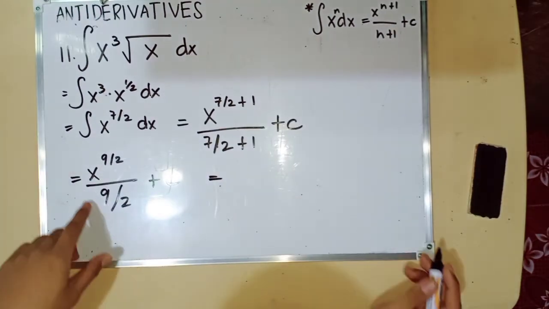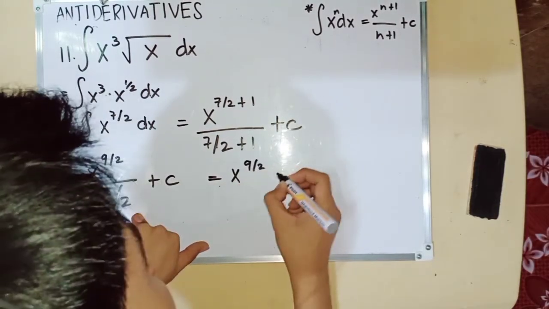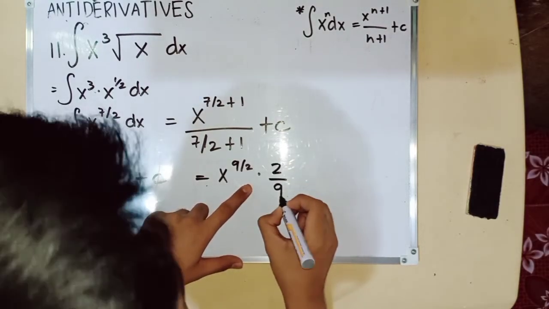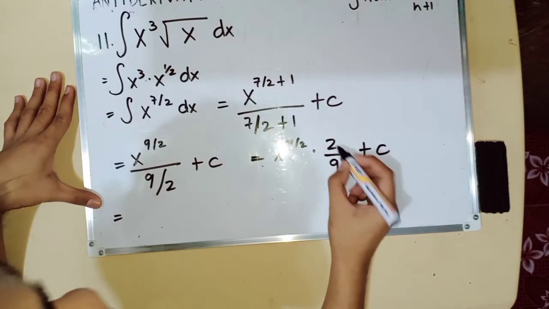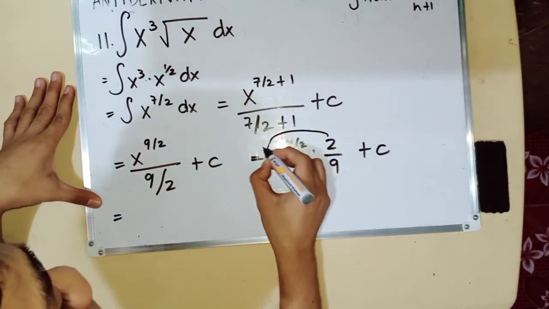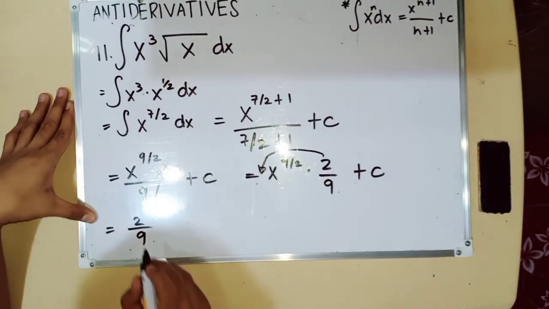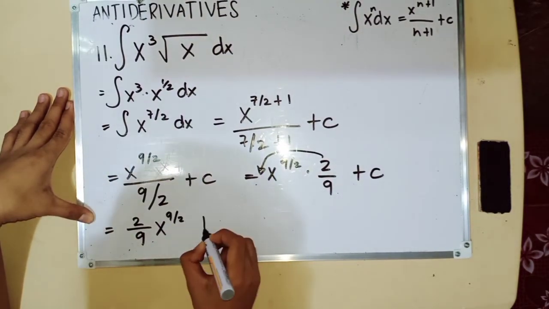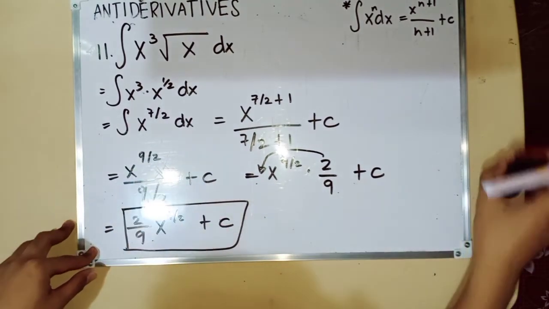Then, this 9 over 2, let's reciprocate it so that we can multiply it to x raised to the power of 9 over 2. And let's not forget the constant of integration. Then, this 2 over 9 we move in front of x. So our final answer is 2 over 9 x raised to the power of 9 over 2 plus c. This is our final answer.